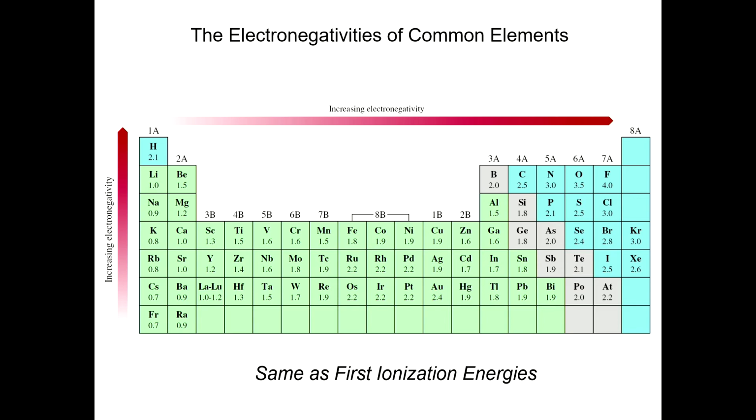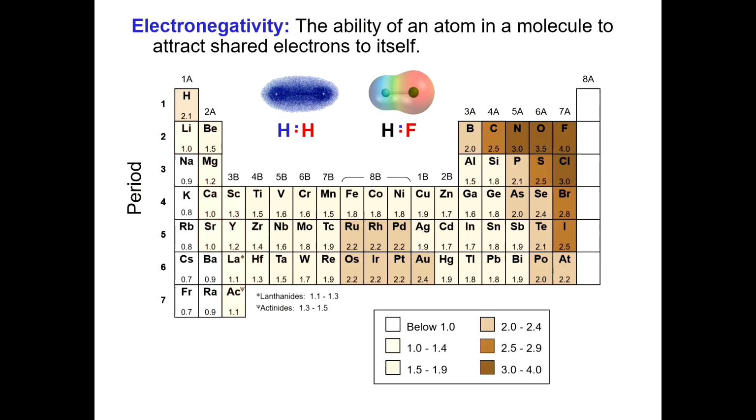So this means if the size of the atom is small, it can attract shared electrons. If the size of the atom is large, of course it's difficult to attract electrons, because if it is large, this means the nucleus is too far away from the shared electrons. So they find it difficult to attract the electrons.